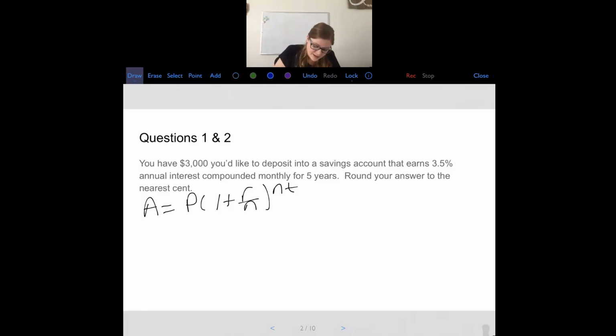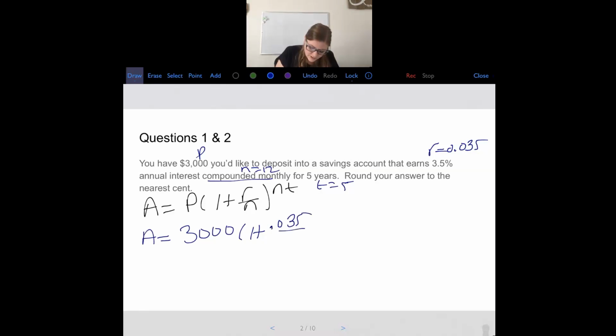So in this case, P is 3,000. R would be 0.035, so 3.5% as a decimal. Compounded monthly means 12 times a year, so there's 12 months in a year. And then T would be equal to 5. So if we plug all these in, what I recommend doing, so you'll have 3,000 times 1 plus 0.035 over 12, raised to the power of 12 times 5.